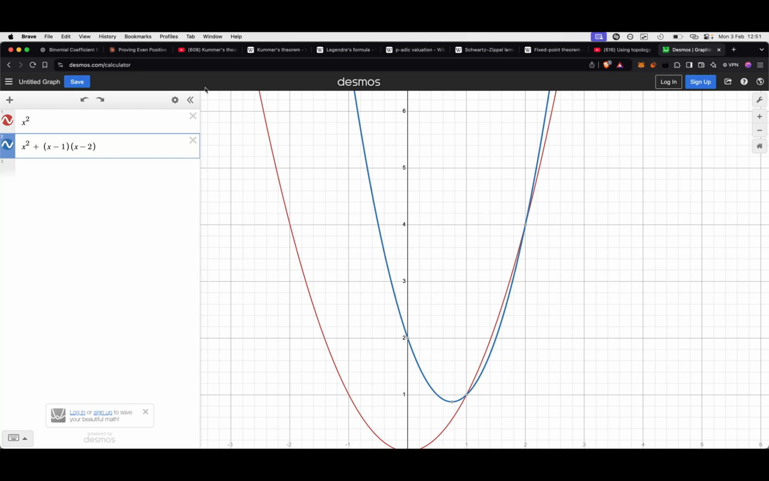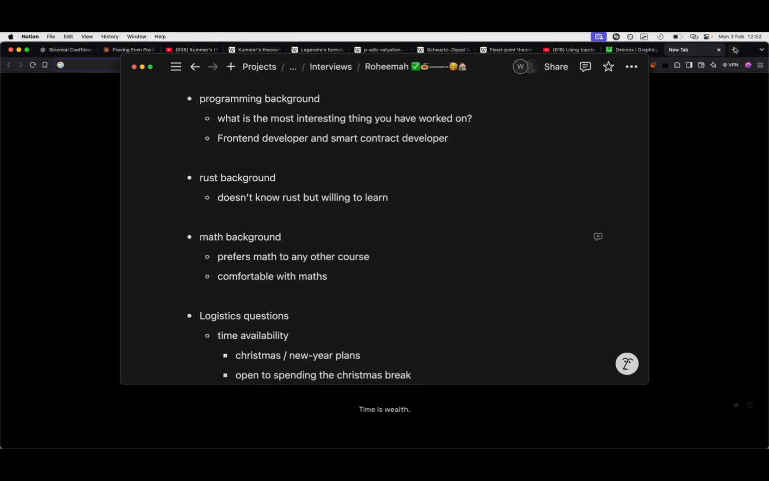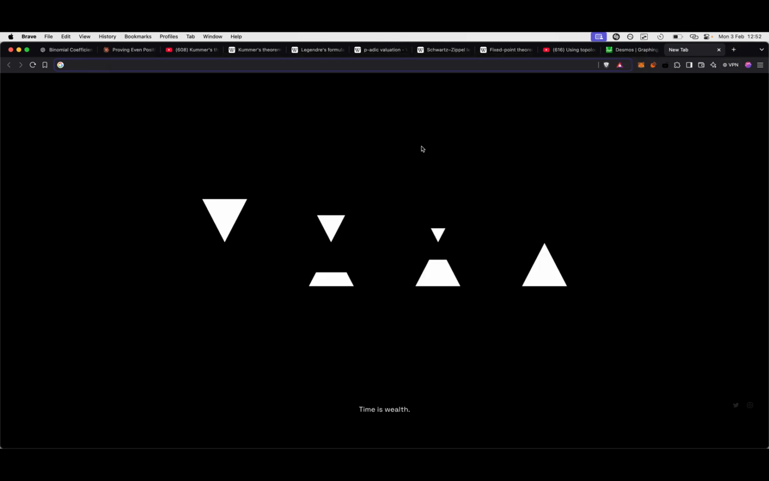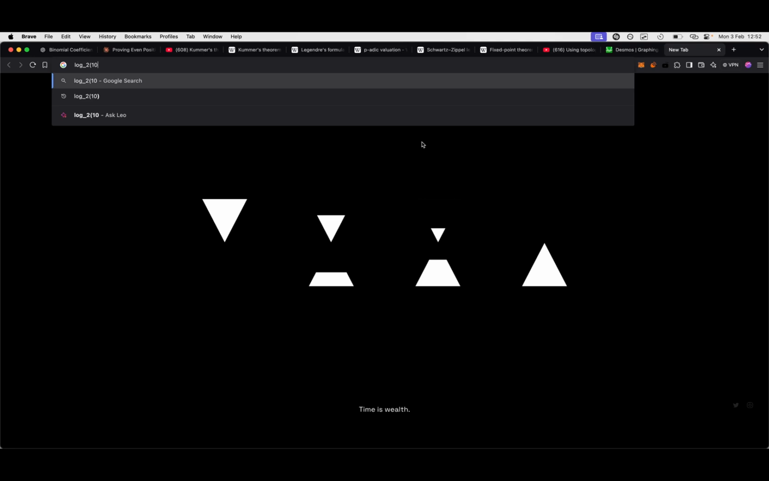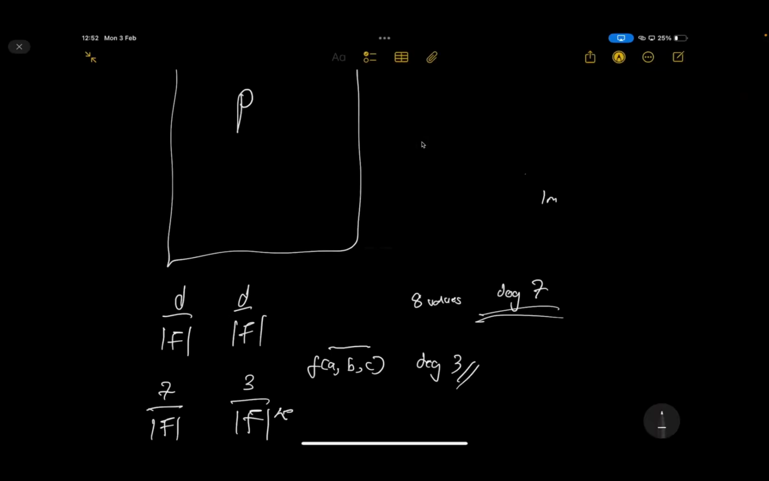Someone do log base 2 of 1 million. I don't know why this thing doesn't work. You see the difference? So the univariate polynomial will have degree 1 mil, and the multilinear polynomial will have degree 19. So one of them is going to be 1 mil over size of f, while the other one is going to be 19 over size of f. So this f can be really small relative to the other.